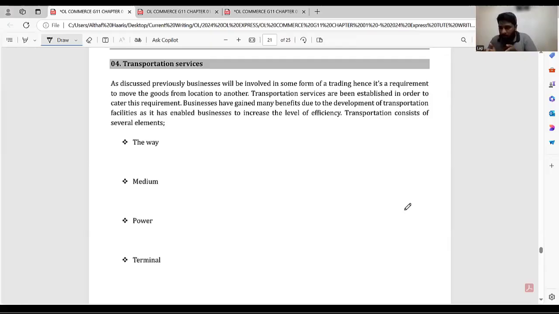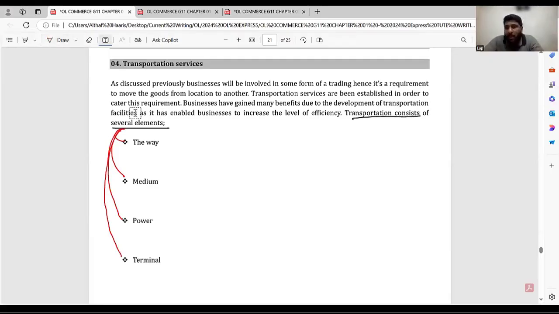If you take the train, it is just the medium. You can't say transportation is the train. The train track is a part of transportation. Whatever you use to power the train, whether coal, diesel or electricity, is a part of transportation. The train station is a part of transportation. So don't ever think transportation is only the medium. Transportation consists of several elements. So what are those elements? Way, medium, power, terminal. Let's write each and every item, people.